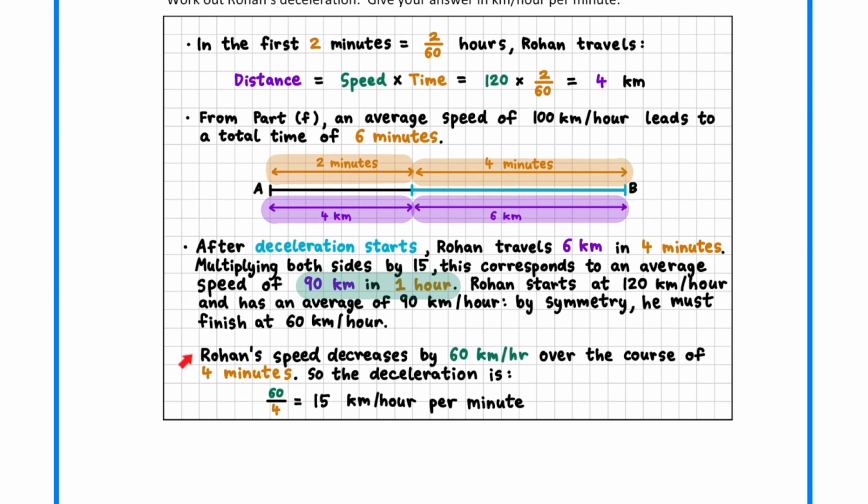In other words, his speed decreases by 60 kilometers per hour over a 4-minute period. This corresponds to a deceleration of 15 kilometers per hour per minute.